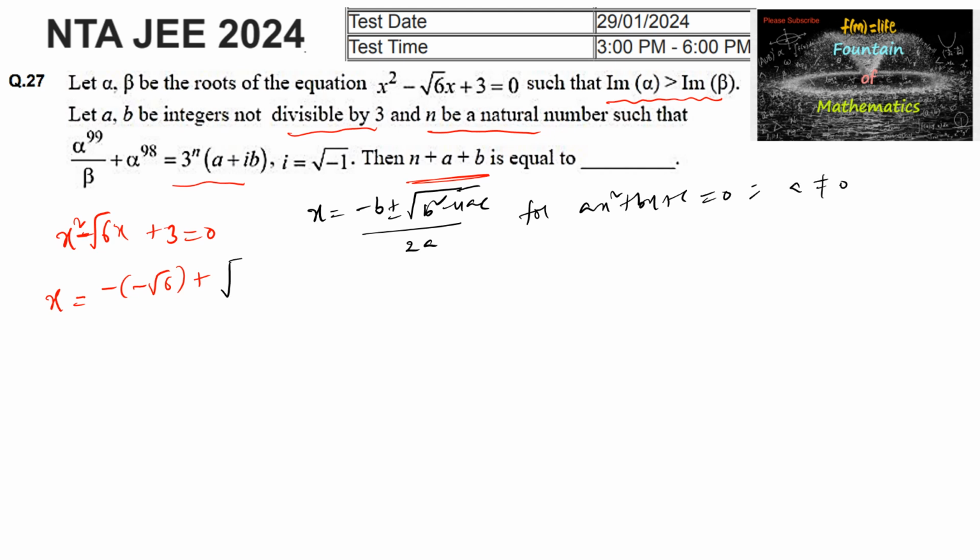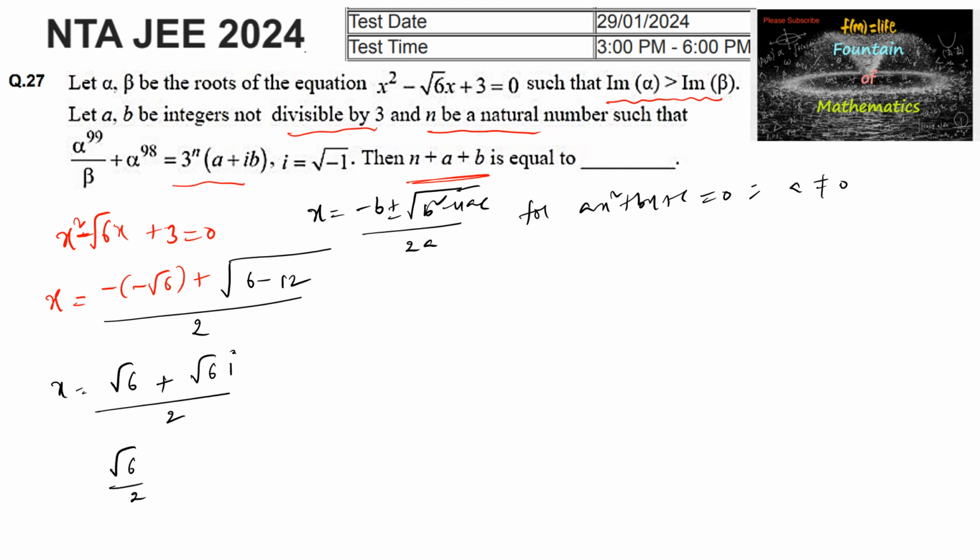So we can get under root of b square, that is minus root 6 whole square is 6 minus 4 into 3 is 12 divided by 2 into 1, 2. So x is equal to root 6, and again 6 minus 12 is minus 6. So we can write root 6 plus or minus root 6i divided by 2. Or if I take root 6 upon 2 common, 1 plus or minus i.